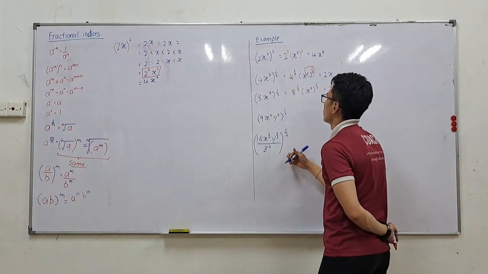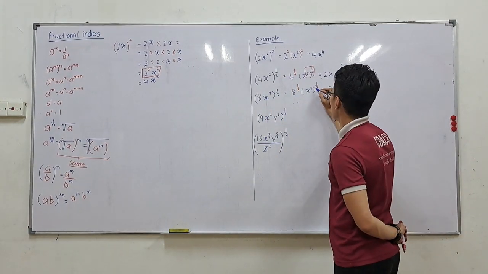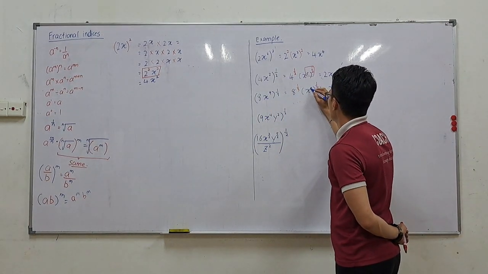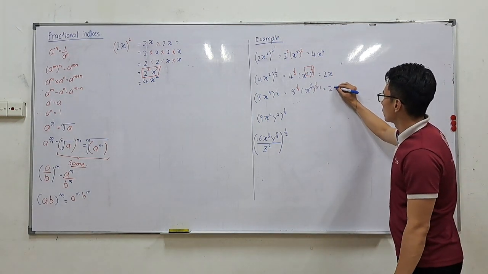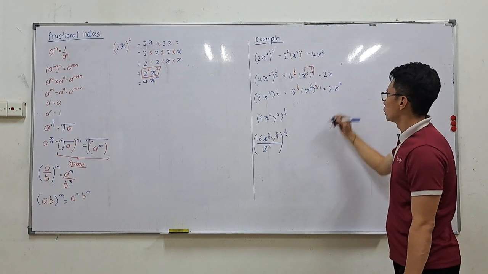I'm just going to multiply the power. So what do I get over here? I will get 1 and I will get 3, all right? So what I will get in the end is x to the power of 3. Done.